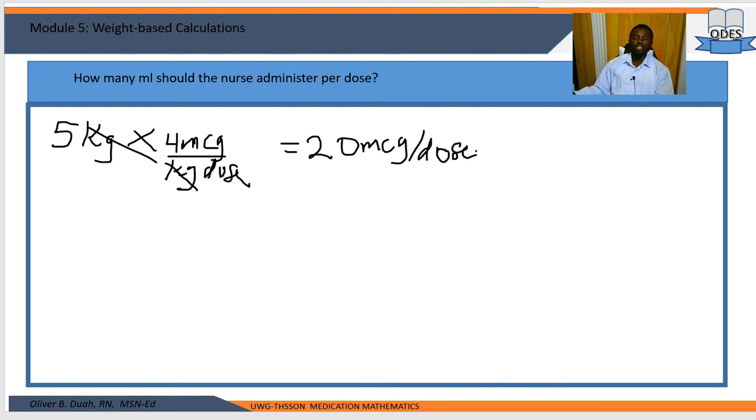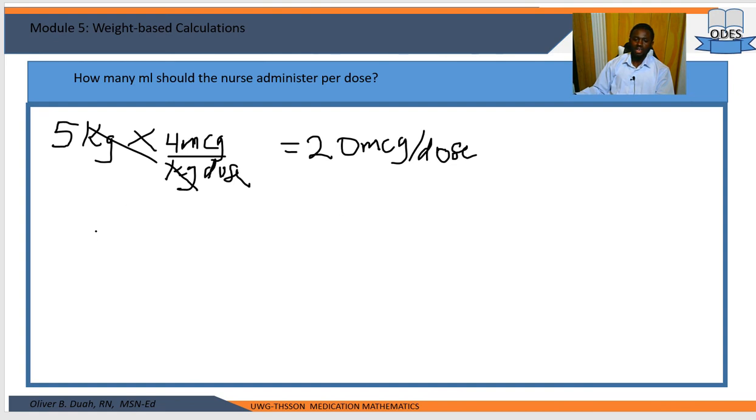So remember, we had to multiply our dose by 2 to get the daily dose. And so you can also do it this way: calculate the per dose first and then multiply by the number of times to get the daily dose. Or you can just go ahead and do it as we did it on the previous slide. Okay, so we have 20 micrograms per dose. This is our ordered dose or prescribed dose.